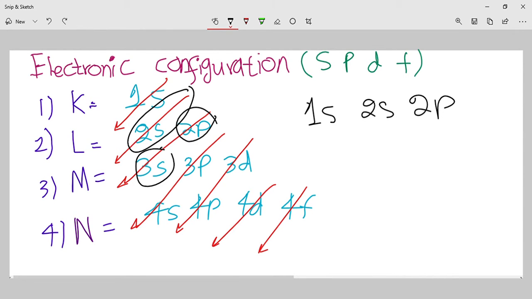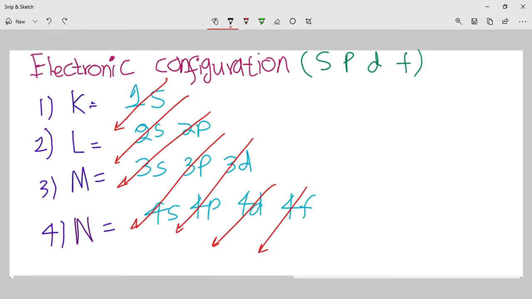But the thing that you have to know is how many electrons a particular subshell can hold. S, which we have right here, can hold 2 electrons. P can hold 6 electrons. D can hold 10 electrons and F can hold 14 electrons. You have to remember this. Now we will do the electronic configuration of some elements, which will make it possible for you to do the electronic configuration of other elements.